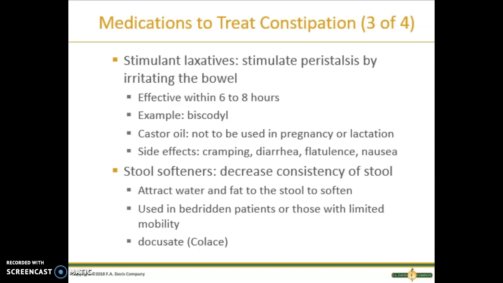Looking at stool softeners, these decrease the consistency of stool and attract water and fat to the stool to soften. Used in bedridden patients or those with limited mobility. And Colace is an example of this. They also give Colace often when you're going into surgery because the surgery itself and the medications slow down the GI tract. And so when they're being proactive, a lot of times they will start Colace in the hospital and then have you continue taking it also when you're taking your pain medication because that can cause constipation. So just a little side note there.